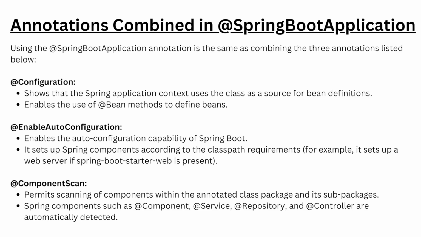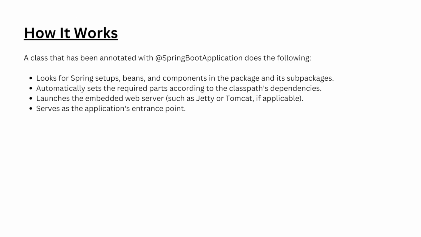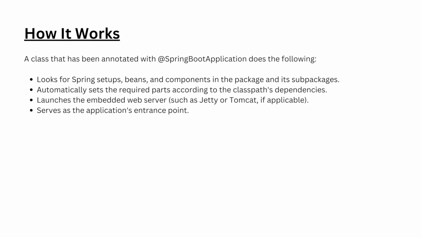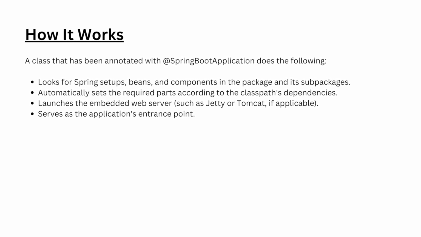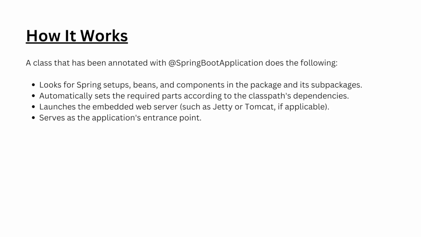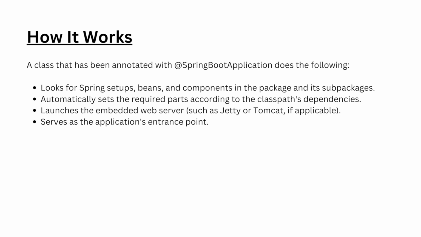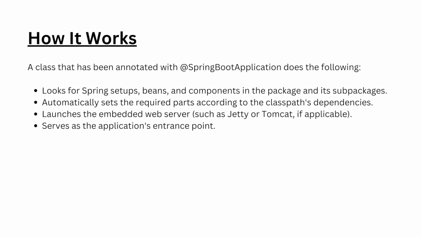Whenever you work on an application, you need to use these three annotations, or you can just use SpringBootApplication. So how does this work? When you annotate a class with the SpringBootApplication annotation, first it scans the package and the sub packages for Spring components, configuration, and beans. Then it auto configures necessary components based on the dependencies in the classpath. Then it starts the embedded web server. By default it's Tomcat, but you can change it.